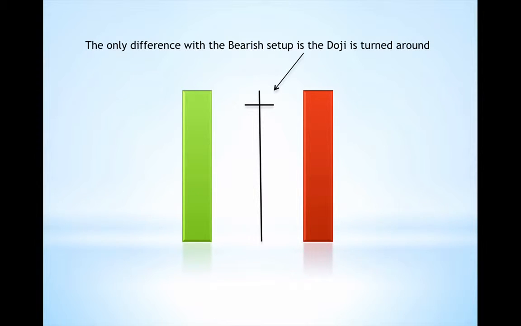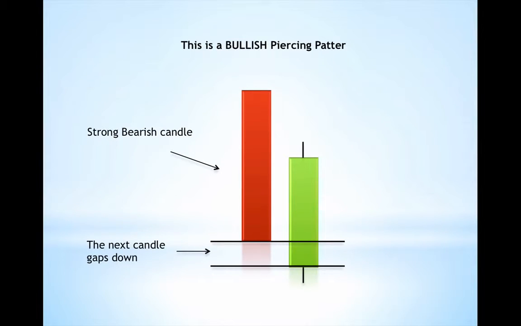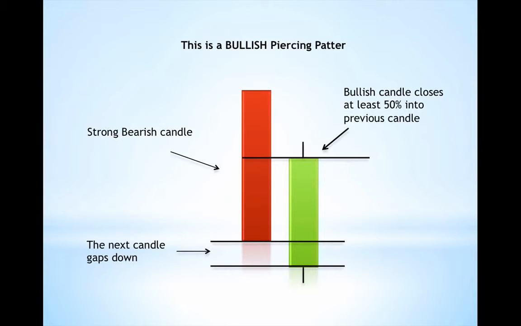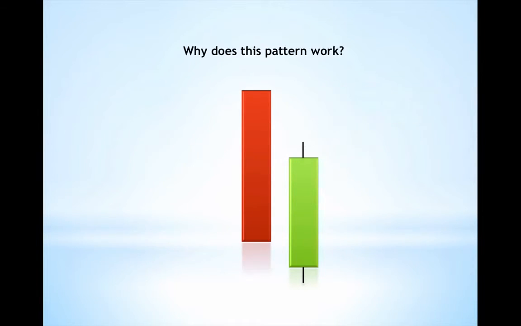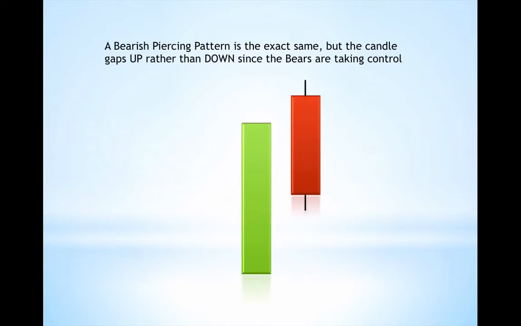Okay, next candlestick pattern. This is a bullish piercing pattern. This pattern begins with a strong bearish candle. The next candle gaps down at the open rather than opening at the close of the previous candle. The bullish candle, or piercing candle, should then close at least 50% into the real body of the previous candle. So, why does this work? The gap down suggests a strong selling pressure. However, the candle then closed bullish, which shows that even though prices gapped down, the bears couldn't maintain control of the market. A bullish piercing pattern is simply reversed.